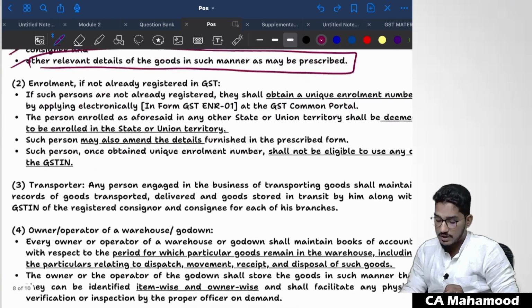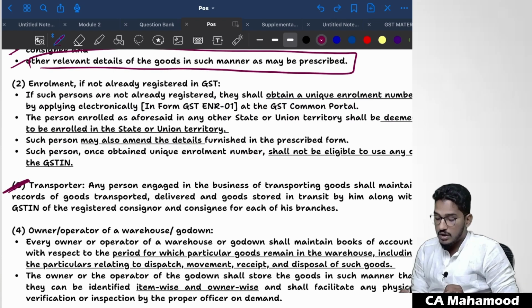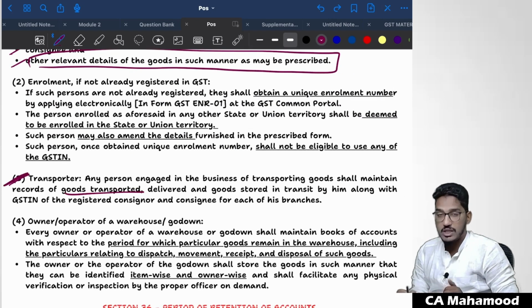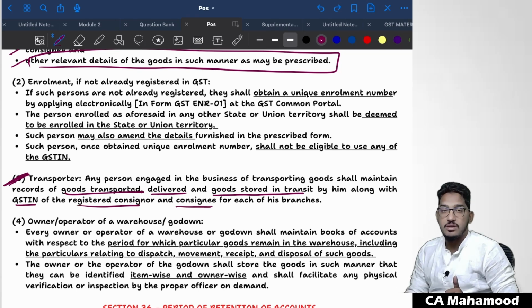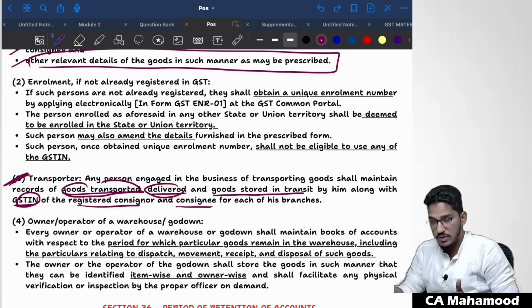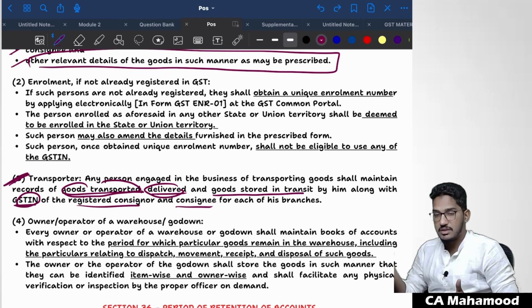Sir, what other relevant details? See here. If you are a transporter, any person engaged in the business of transporting goods shall maintain records of goods transported: how much quantity of goods you are transporting, how much you have delivered, how much is stored in transit by him, along with the GSTIN of the registered consignor and consignee for each of his branches. So as a transporter, in addition to the consignor and consignee's details, you have to maintain the GSTIN numbers, what quantity of goods you are transporting, what quantity was actually delivered, and how many goods are in transit. Those records you have to maintain if you are a transporter.